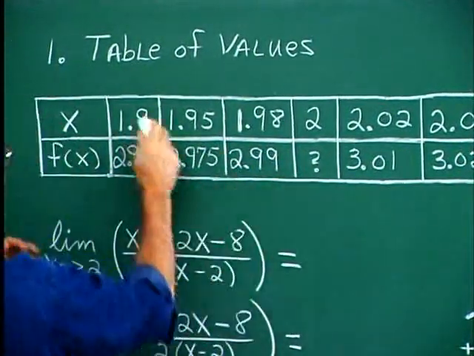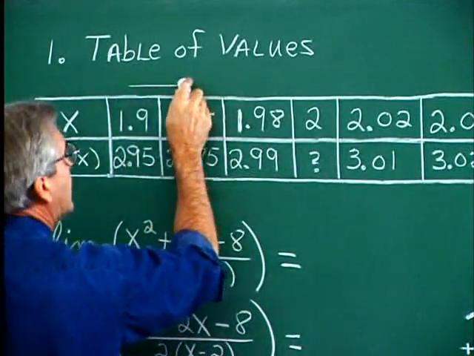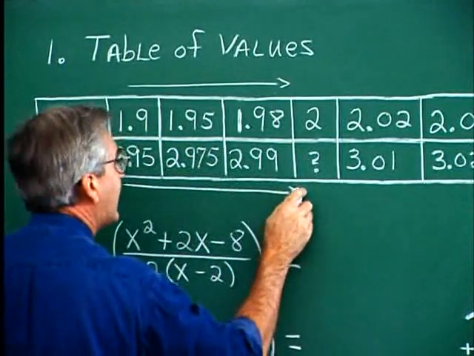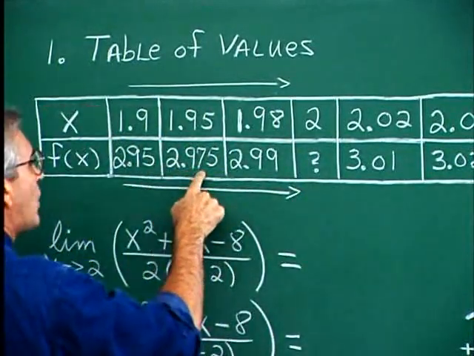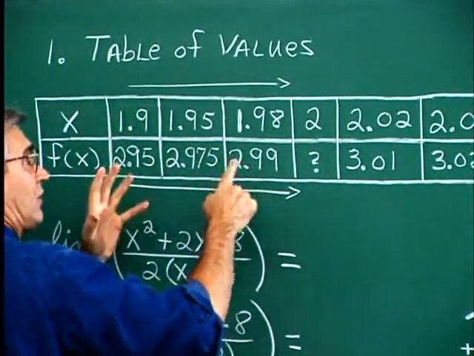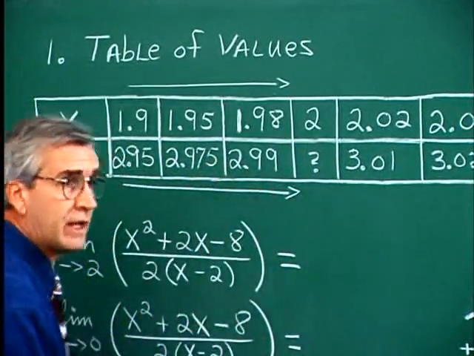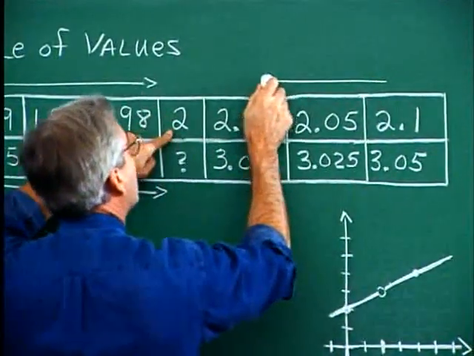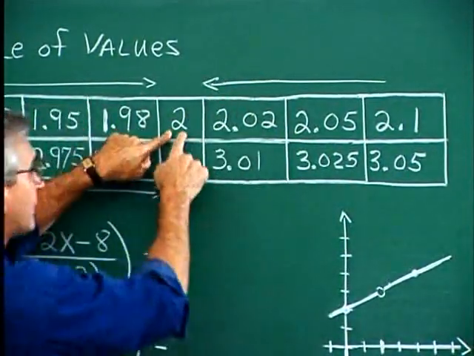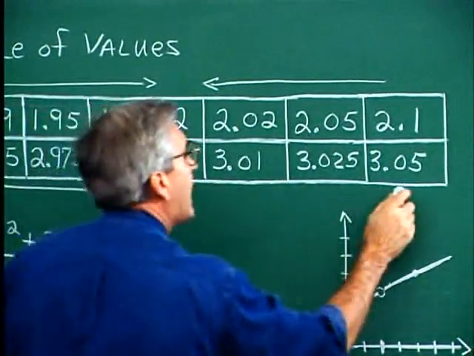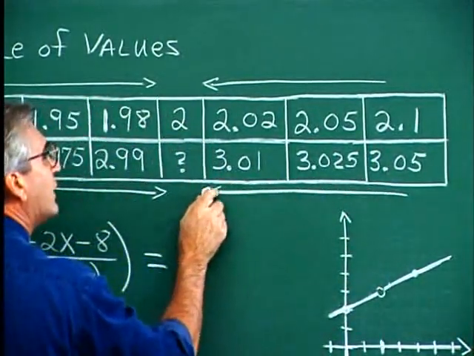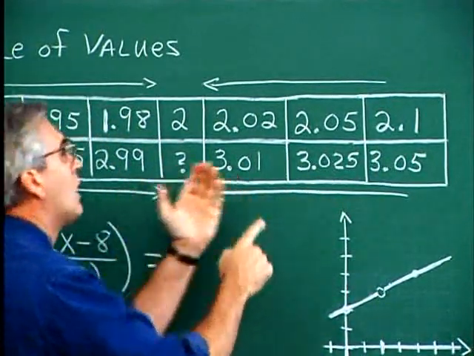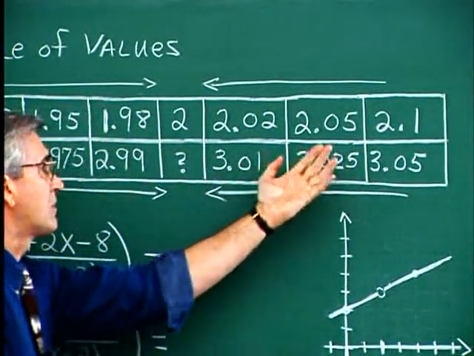Now notice in this row I'm finding f of x, and notice the values here. As x gets close to 2 from the left, f of x is getting close to, well, let's see, 2.95, 2.975, 2.99. It looks like f of x is getting close to 3. And over here on the other side, as x gets close to 2 from values just above 2, just bigger than 2, then f of x is getting close to 3.05, 3.025, 3.01. Again, f of x is approaching 3.